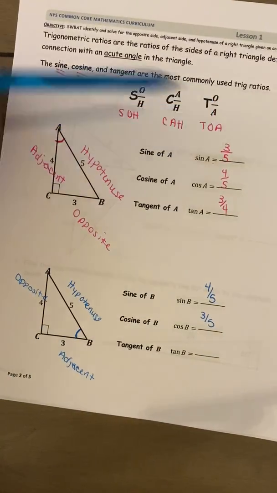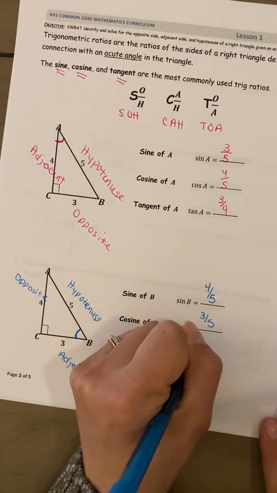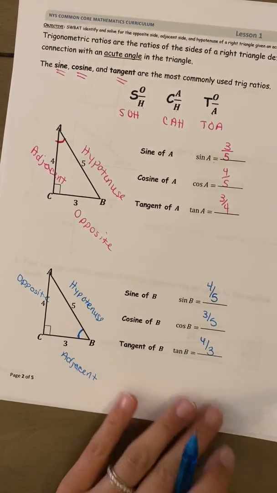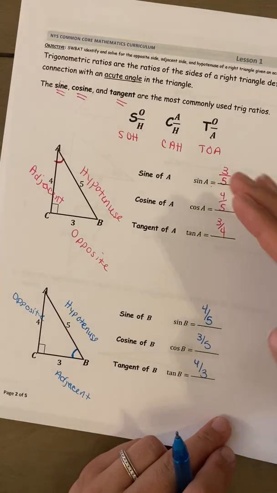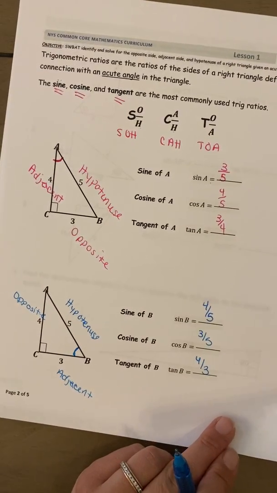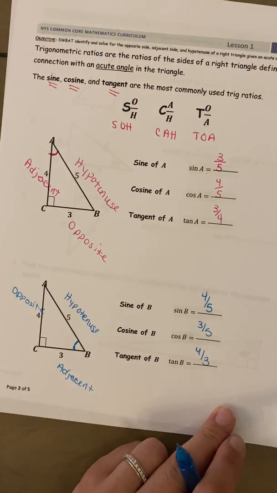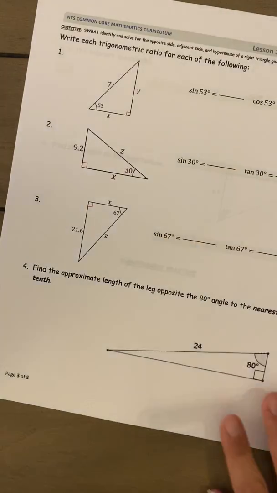Tangent is opposite over adjacent. Opposite over adjacent, that's a 4 over 3 here. So the ratios are going to change based on the angle that we're focusing on. Notice we're not ever focusing on angle C because that's the right angle. It doesn't help us really at all. It's just kind of a rule.